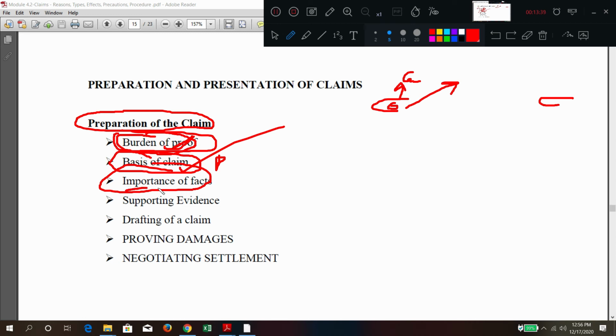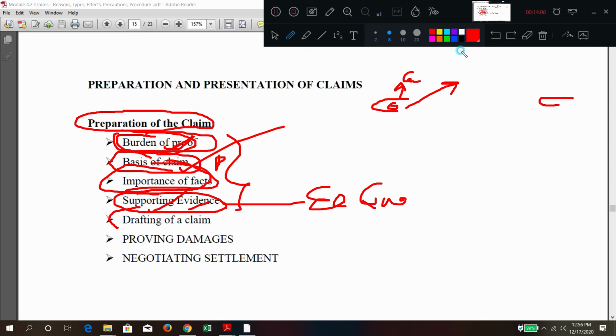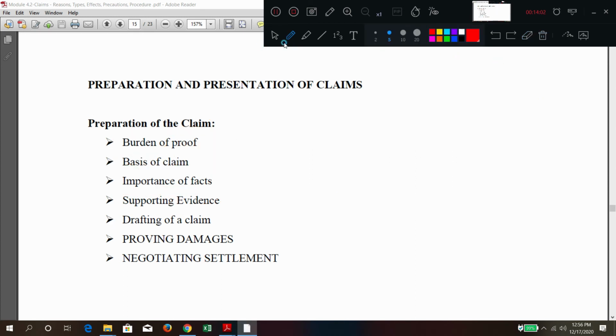So that is the importance of the facts. Supporting evidence, such as documents signed by the engineer in charge and the quality person, should be kept. That is called supporting evidence. Or the next day, you mention this point in the daily progress report. If all the things are there, such as proof, basis, importance of facts and evidence, you can go for drafting the claim.